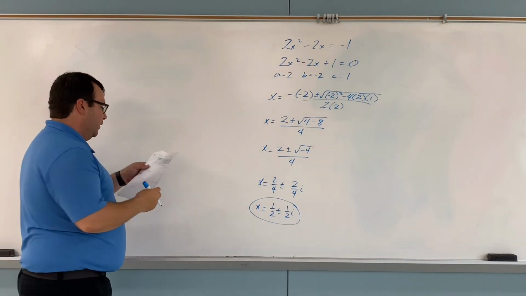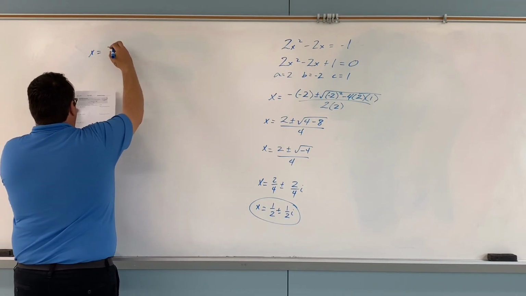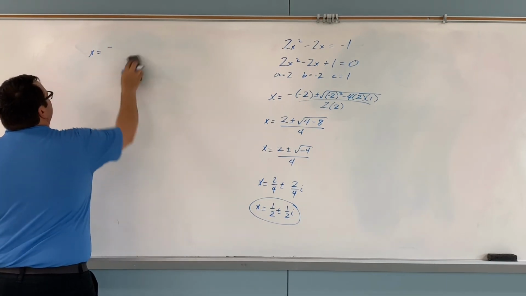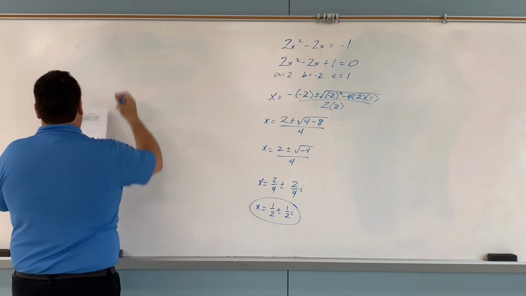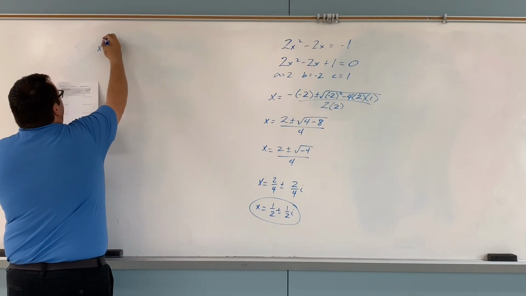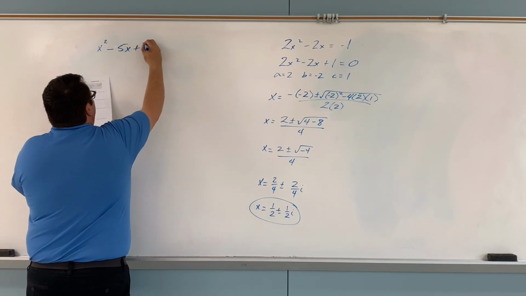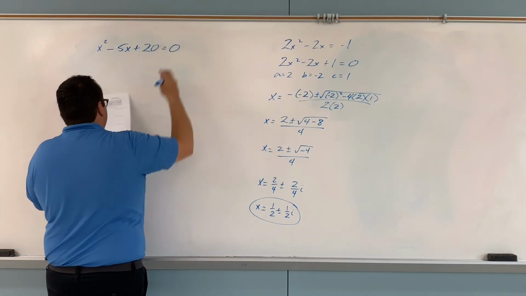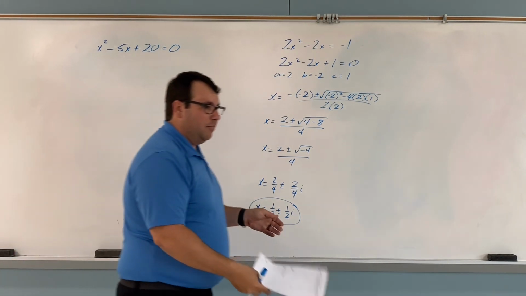So you have x is equal to... I don't know what I'm just writing. Haha. I need to get my thumb on the right position. Here we go. We got x squared minus 5x plus 20 is equal to 0. Okay, and this is our actual last problem. Cool.